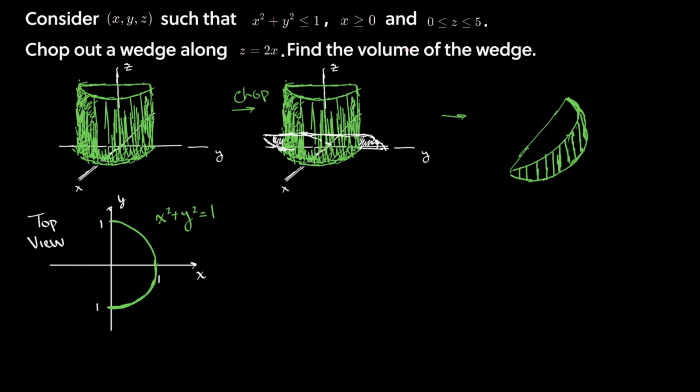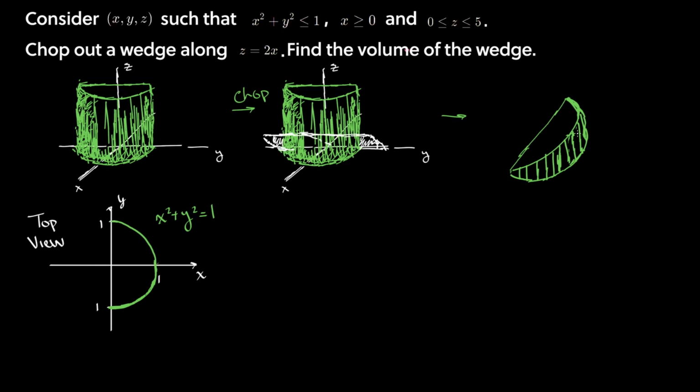So what we do is we take this log, and then we pick up an axe, and we chop out a piece of it, and we chop on this line. We're pretty precise. We chop on this line, z is equal to 2x. And we end up with this wedge over here, which I've drawn. And what we want to do is find the volume of this wedge that we chopped out of this log.